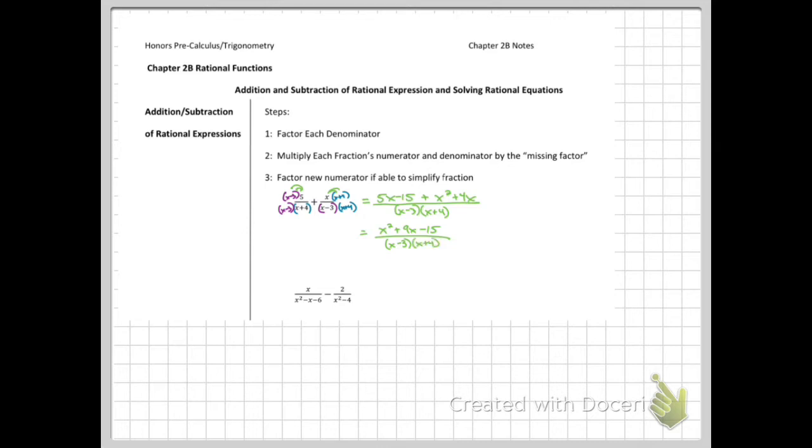Then you want to check and see if the numerator is factorable. It would have to multiply to be negative 15 and add to be 9. I can't think of any numbers that do that. So this is where it ends, and then I put my restrictions. x cannot equal, the bottom can't equal 0, right? So x cannot equal 3, and x cannot equal negative 4, because the bottom can't equal 0. This would be my answer.